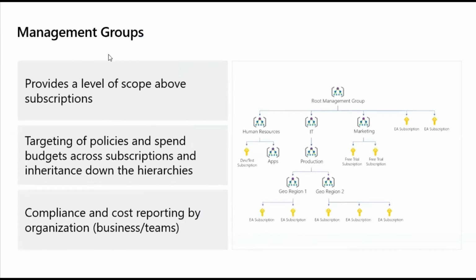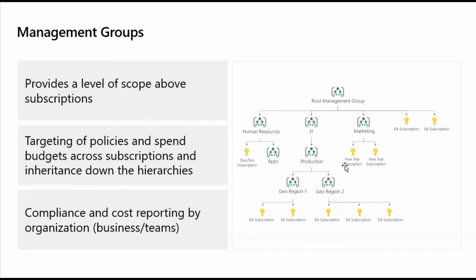Management groups provide a level of scope above subscriptions. Targeting of policies and spend budget across the subscriptions and inheritance down the hierarchies. Compliance and cost reporting by organizations, business and teams. Mostly we have root management groups in here. Under that we have, let's say, human resource, IT, marketing, different groups. Under each of the groups, you have subscriptions like DevOps under them.